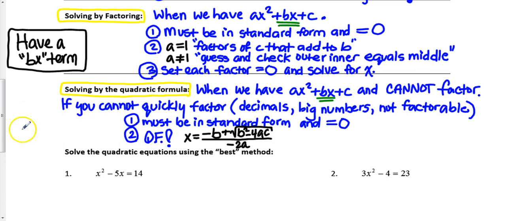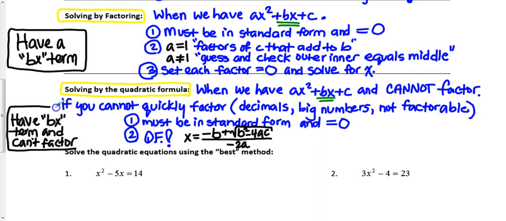So in summary, we use quadratic formula when we have a bx term, we have a middle term, and can't factor. We have a middle term and are not able to factor.